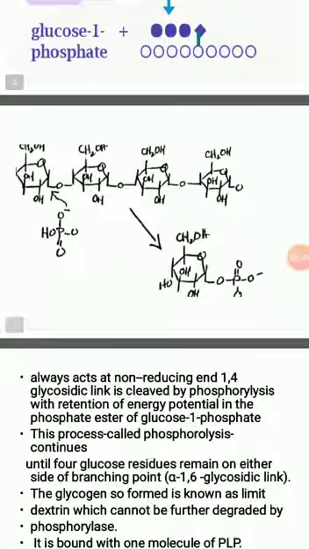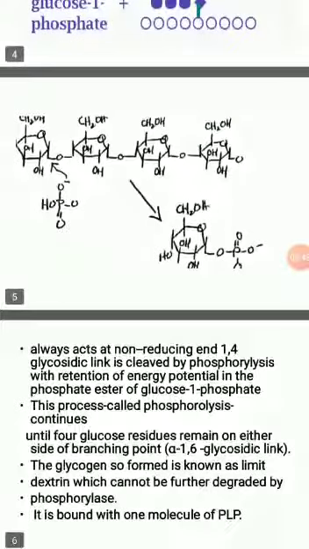Glycogen phosphorylase always acts on the non-reducing end of the 1,4 glycosidic link, which will be cleaved by phosphorolysis. Phosphorolysis means breaking up of the bond with the phosphate, giving the phosphate ester glucose 1-phosphate with retention of energy potential. So this process is called phosphorolysis.